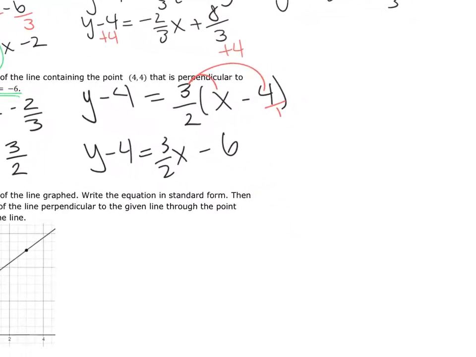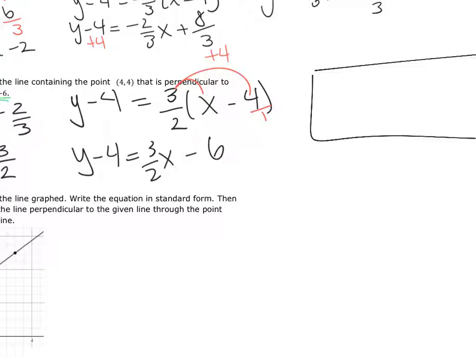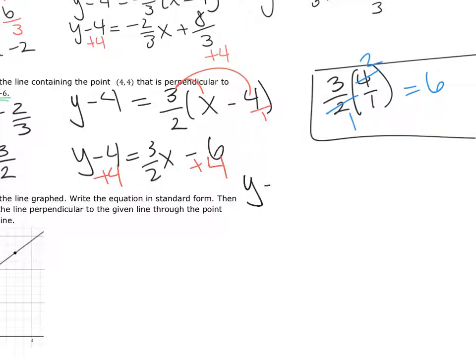Let me show you really quick what I'm doing with the fractions there. There's my fractions. So I was doing 3/2 times 4/1, and so I have 2 goes into 2 once, 2 goes into 4 2 times, and I end up with 6, and that's where that 6 comes from. So now I need to still solve for y, and I'm going to go ahead and add 4 to both sides, so plus 4 and plus 4. And so my final equation, if I needed to write it in slope-intercept form, would be y is equal to 3/2 x, and then minus 2.